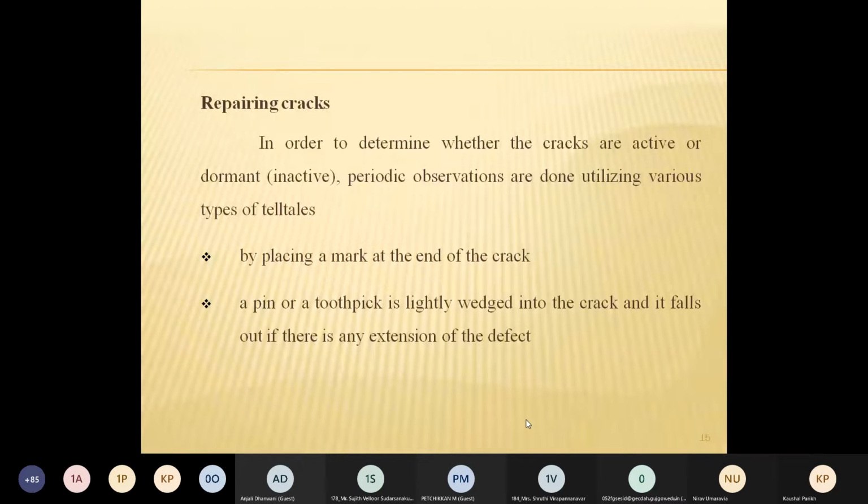Now for crack repair, in order to determine whether the cracks are active or dormant, meaning inactive, we have to carry out certain basic investigation and periodic observation. We place a mark at the end of the crack, or a pin or toothpick lightly wedged into the crack, which falls out if there is any extension of the defect. We put a mark on both sides of the crack and carry out periodic observations. If the mark extends, it is an active crack, and if it remains the same, it is an inactive crack.